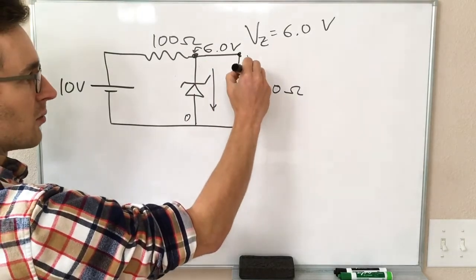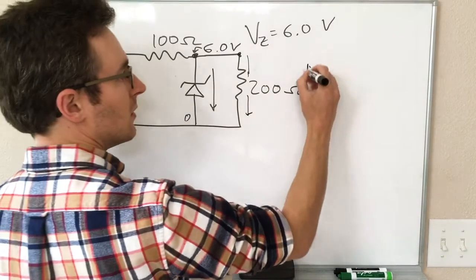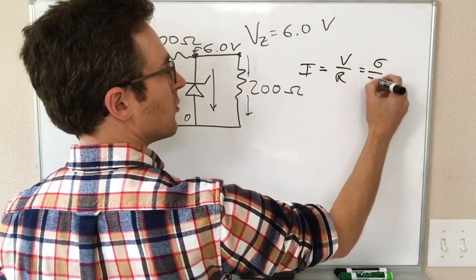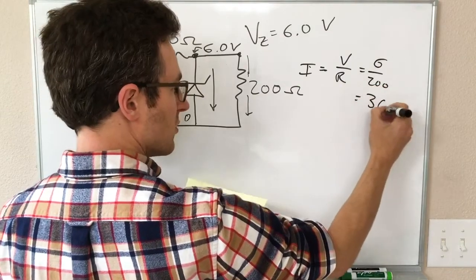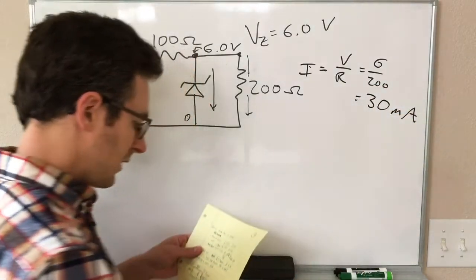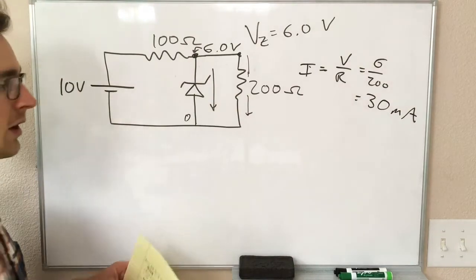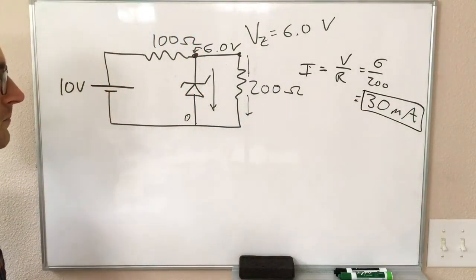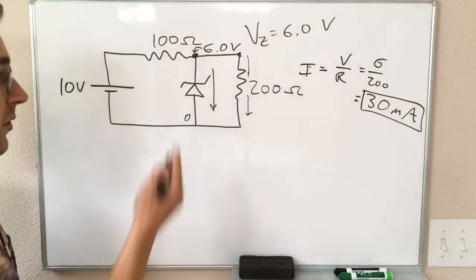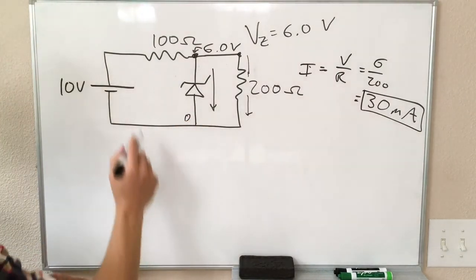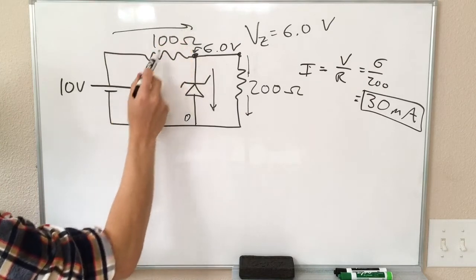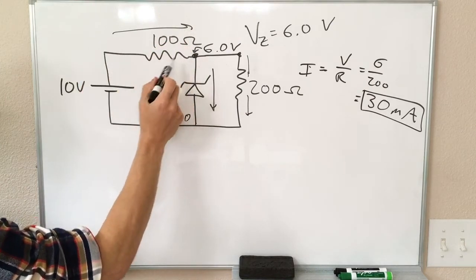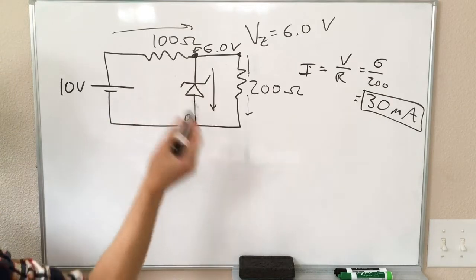And so the current through this is going to be I equals V over R. That is 6 over 200, which is equal to 30 milliamps, 0.03 amps. And that was what we were trying to find. There is current flowing through the Zener diode, and we can see this because going through this resistor, we have 10 volts on this side and 6 volts on this side. So that's a 4 volt difference over 100 ohms.